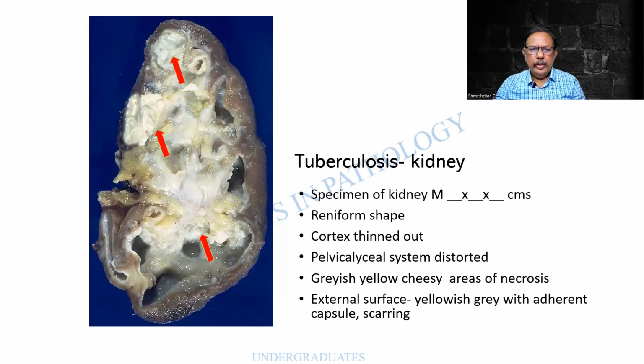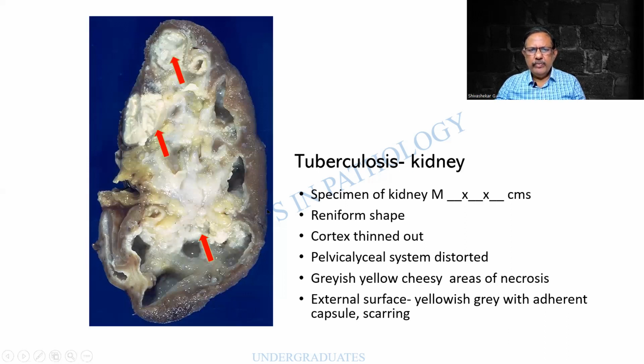Sometimes they can join together, coalesce together, and form larger areas of necrosis. In fact, sometimes the entire kidney can be replaced by a cheesy material or a purulent material, which we call pyonephrosis, classical of tuberculosis.